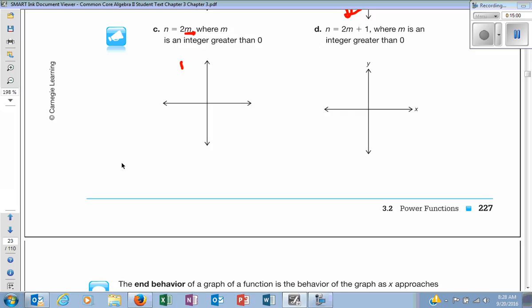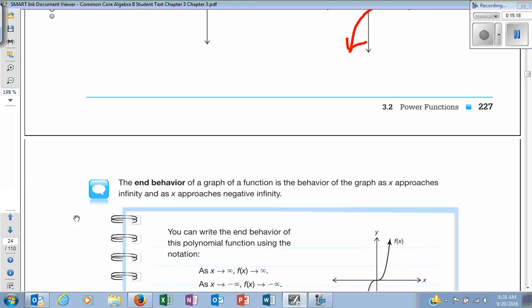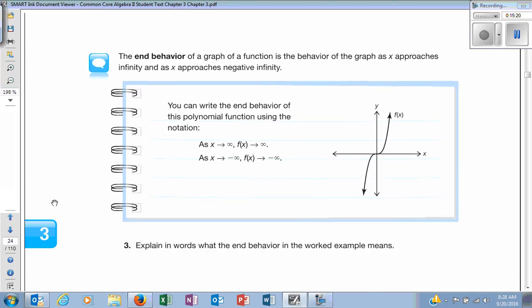So what do I know about this graph? It's going to start up and end up. What do I know about 2m plus 1? What do I know it's going to be? It's going to always be odd, so it's going to look more like that. End behavior is what we're really going to talk about big time.